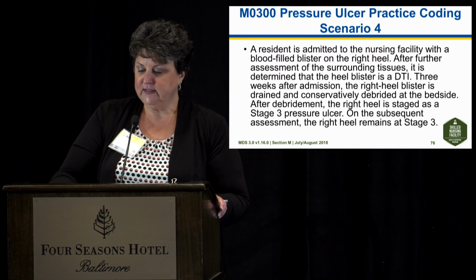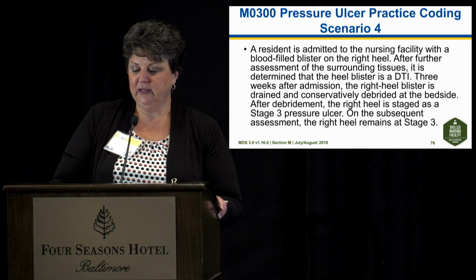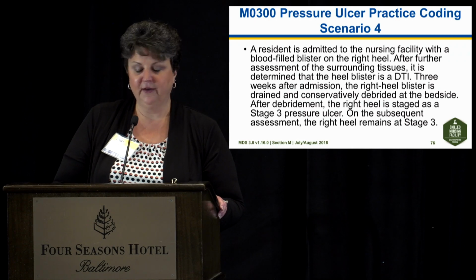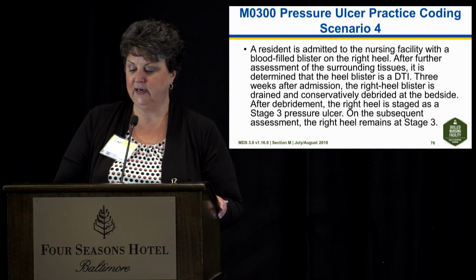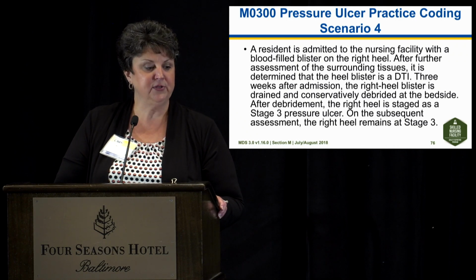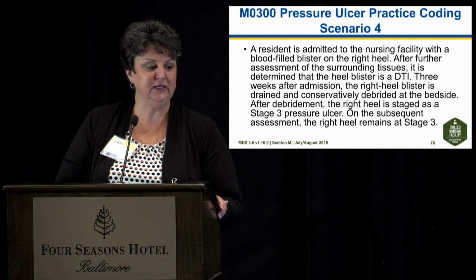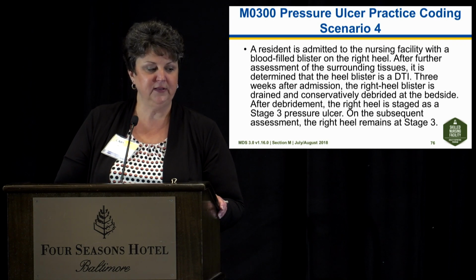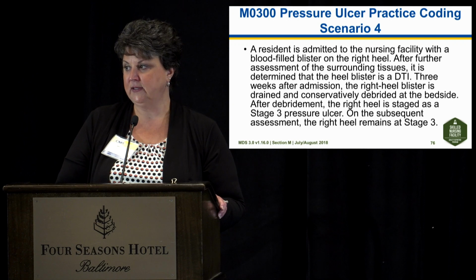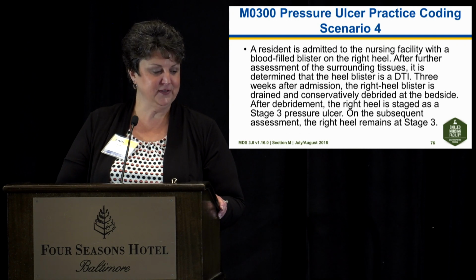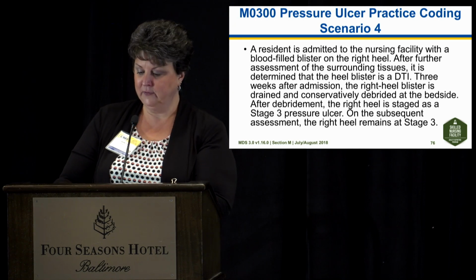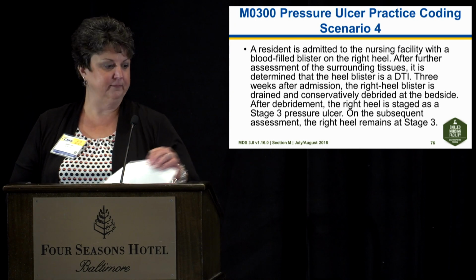Our next one, a resident's admitted to the nursing facility with a blood-filled blister on the right heel. After assessment of the surrounding tissues, it's determined to be DTI. 3 weeks after admission, the right heel blister is drained and conservatively debrided at the bedside. After debridement, the ulcer on the heel is staged as a stage 3 pressure ulcer. On the subsequent assessment, it remains a stage 3.